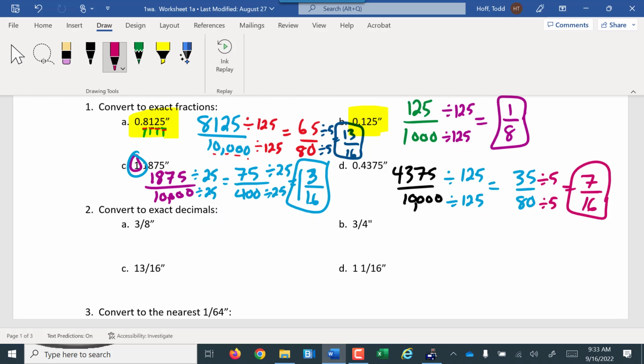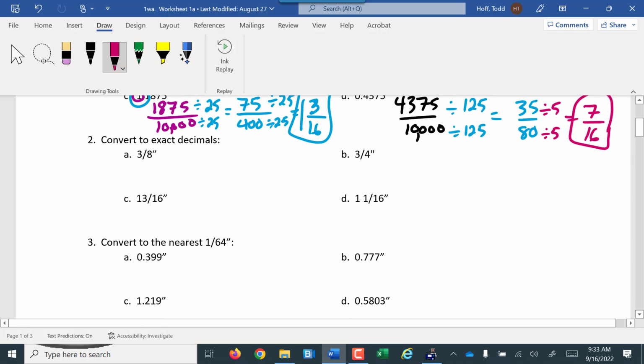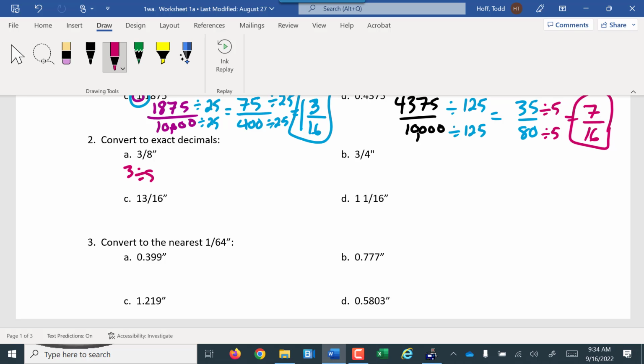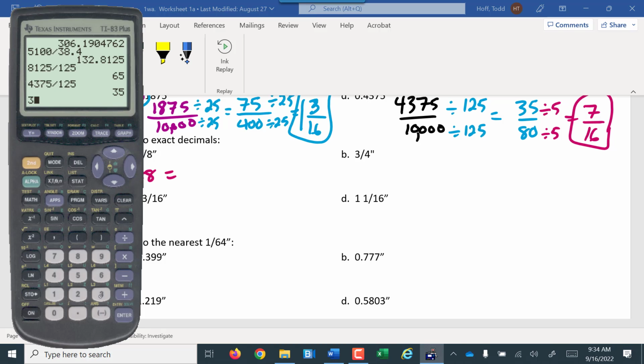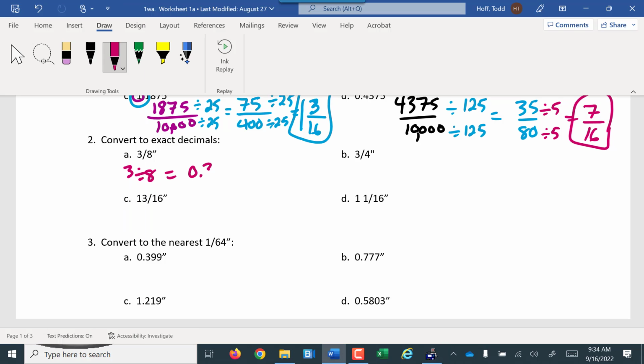Okay. The next 4 here for problem 2 is just converting to an exact decimal. What's the process of doing that? You got it. 3 divided by 8. We looked at how you could divide that out by hand, but we have the calculators. No use wasting the time doing the long division. That's 0.375. Does anybody have a calculator that when they punched that in, it kept wanting to give it back as a fraction? No? Okay.